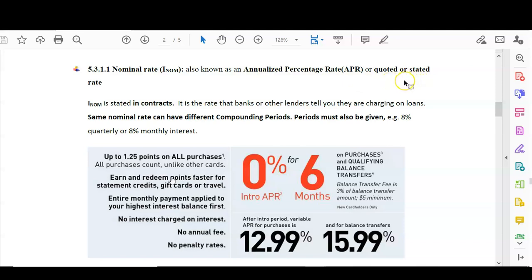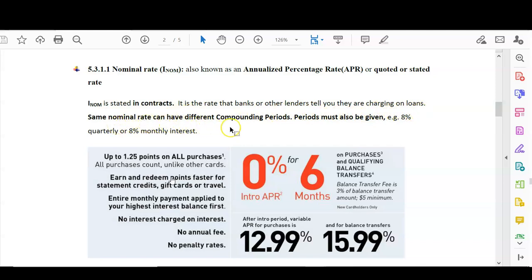So from its name, quoted rate, stated rate, or nominal rate, you could tell it is actually the rate that financial institutions usually quote in the beginning, telling you how much the interest rates are. So this nominal rate is stated in contracts. It is the rate that banks or other lenders tell you they're charging on loans.